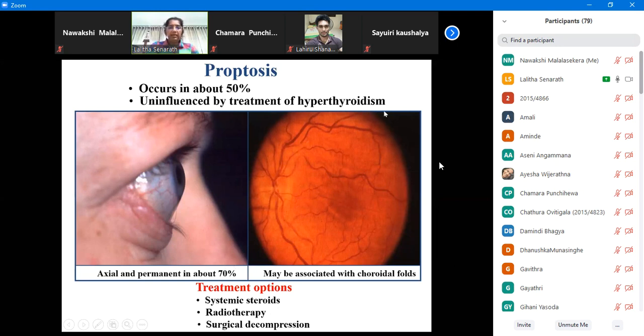Then what are the treatments? I don't have to go through that in detail. The treatment option is just conservative treatment if it's not severe. And if there's exposure keratitis or something, then you have to start steroids, then radiotherapy, and sometimes you may need surgical decompression of the orbital wall to get the eye globe backwards. Otherwise, the patient goes blind because of this exposure keratitis.